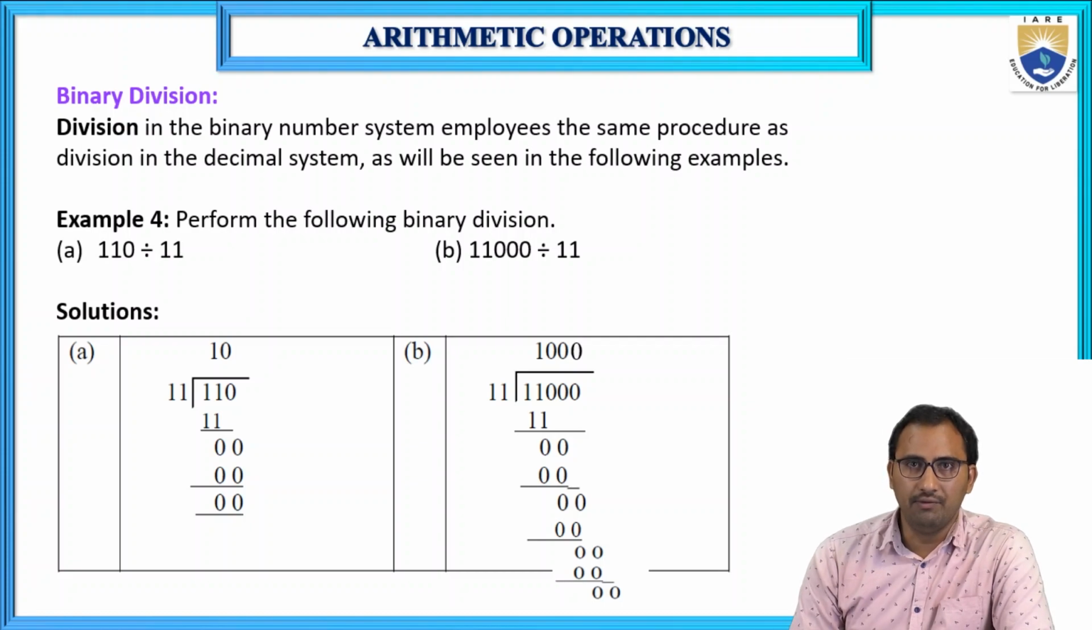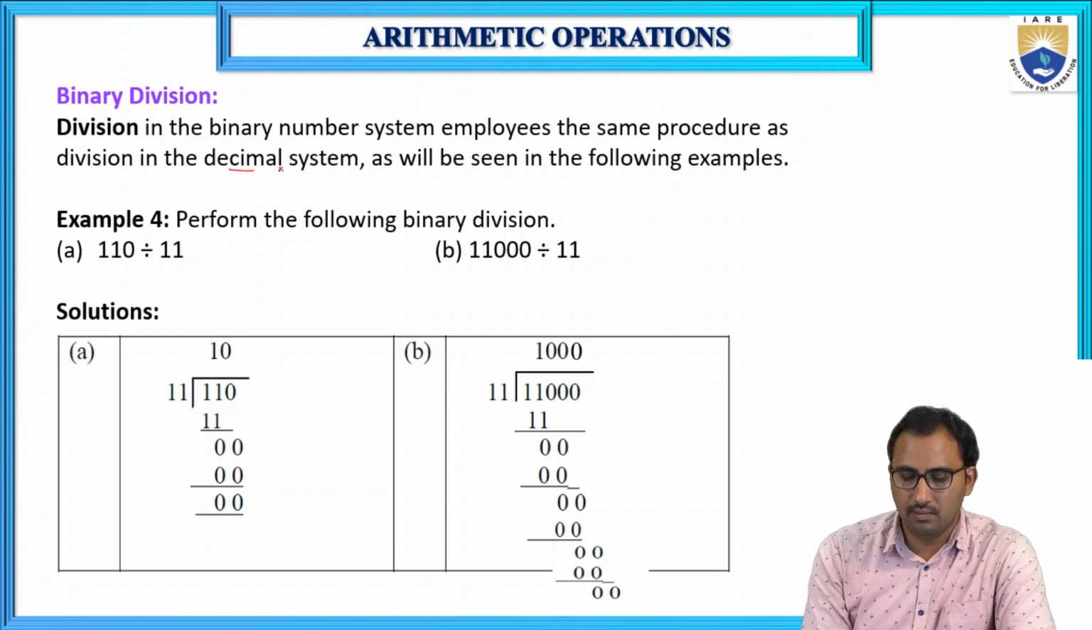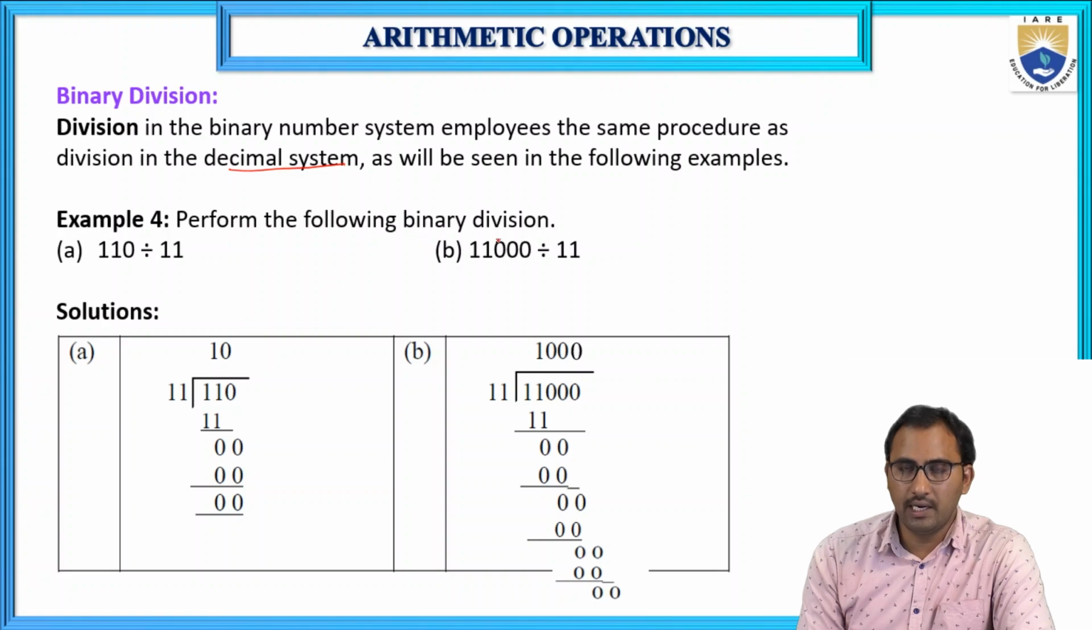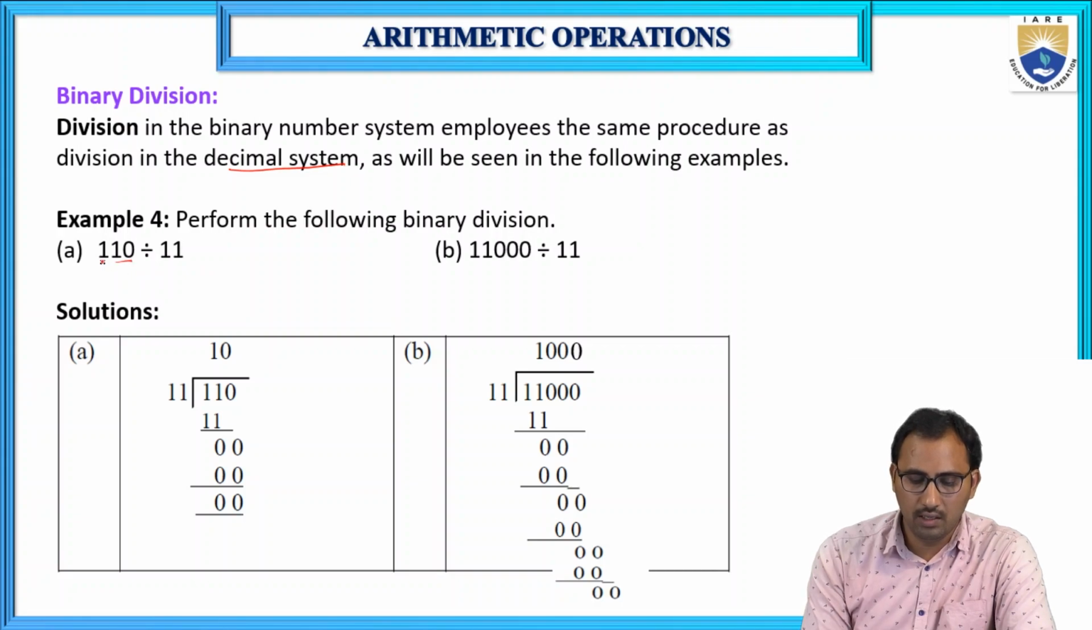Now coming to the binary division. Division in the binary number system employs the same procedure as the division in the decimal system. In order to understand, consider a binary division. We are dividing 1110 with 11. Here 11 is the divisor. This 11 will go in one time, so one time 11. So the remainder is 0.